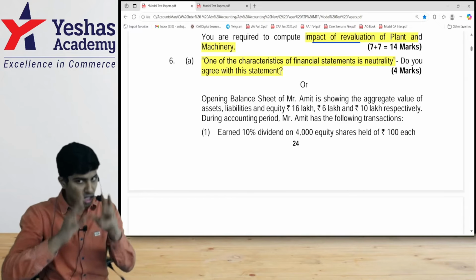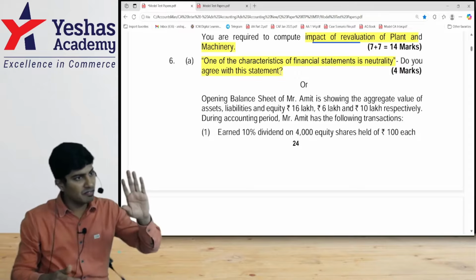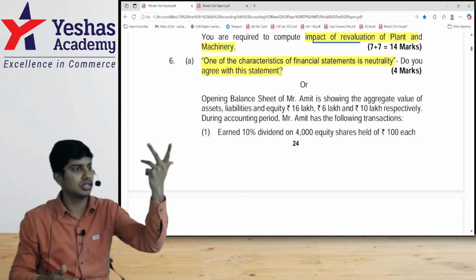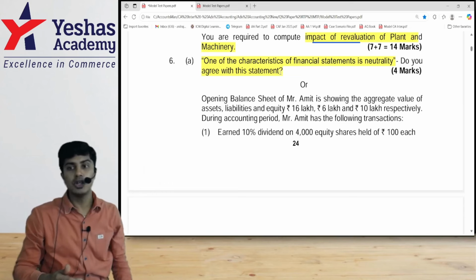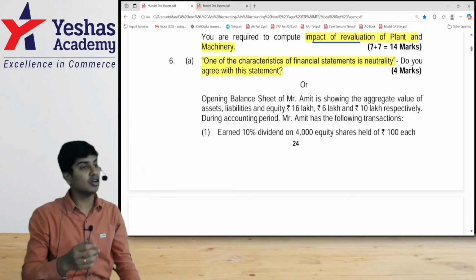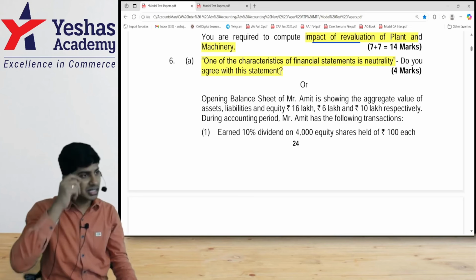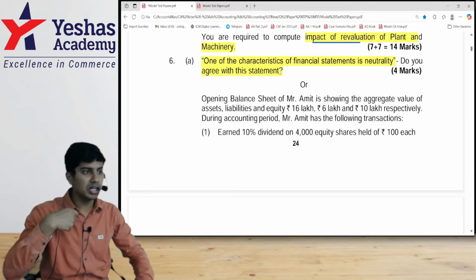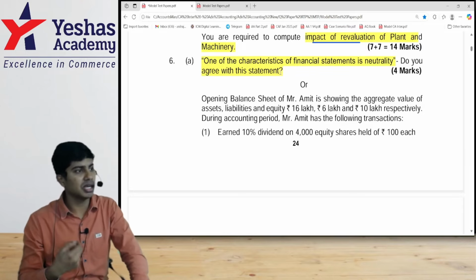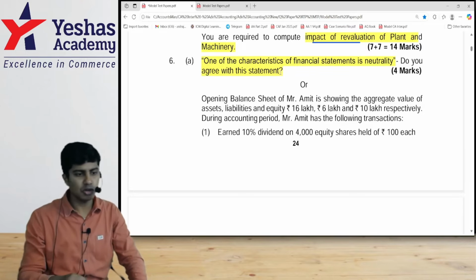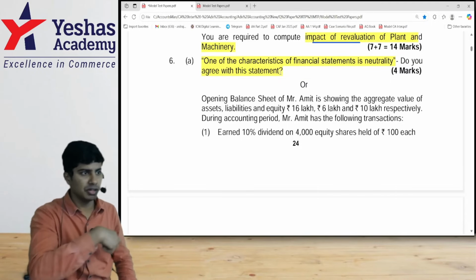But if you change the accounting policies that you follow, then the way the financial statements look will change. And based on that, the new decision that you take will be completely different. So, financial statements are not neutral. Financial statements are actually biased, meaning they differ based on the accounting policies we follow, and it will impact decision making. That's the answer for this 6A. Please do read it from our chart. It's there in the revision video also.